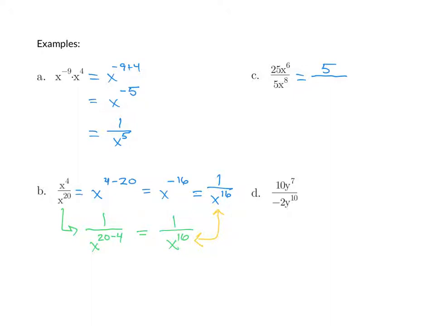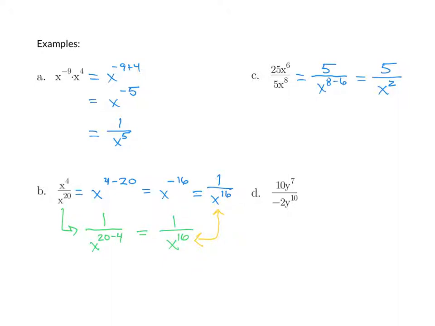For our x's, which x term do I want to move? The 6 or the 8? Since 6 is smaller than 8, I'm going to move the 6. And so we get x to the 8 minus 6, or 5 over x squared. And you're done.